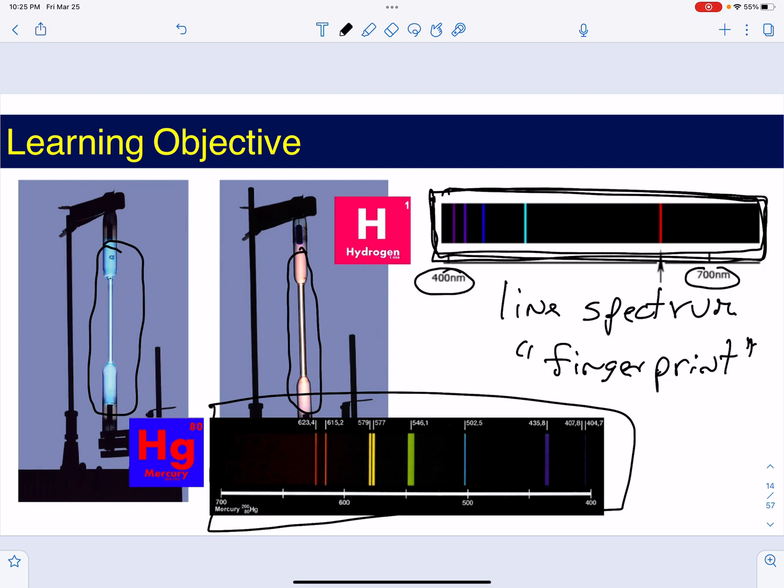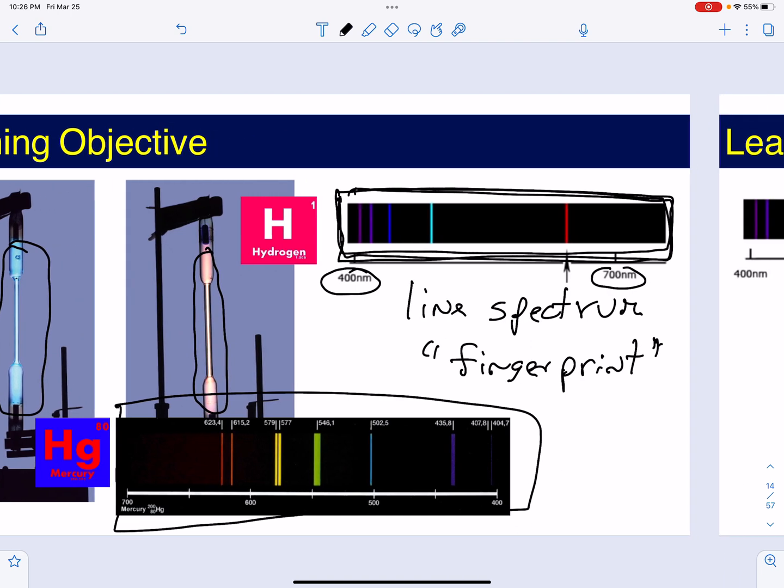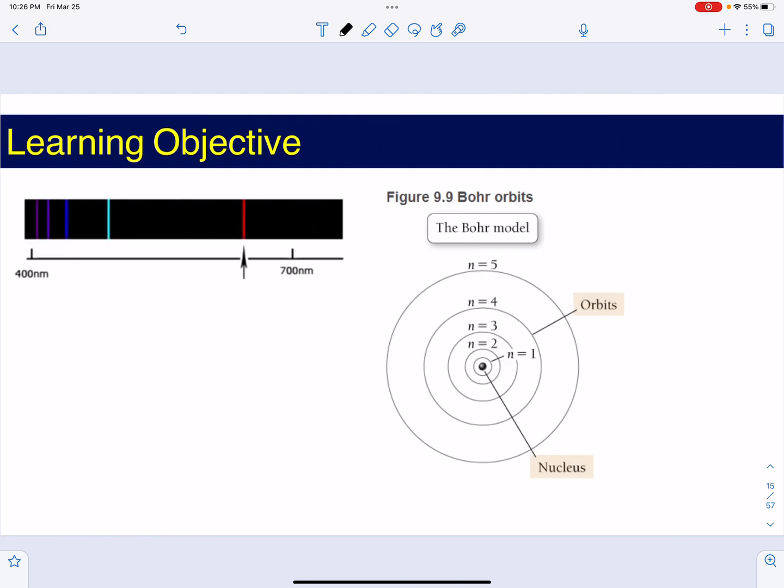So the scientists back then, at the beginning or middle of the 20th century, said, how can we correlate this to what we know, since we've seen different lights coming out of these elements? And they said the only way this can happen is because the electrons are doing something. And they came up with the Bohr model, which is similar to the solar system, with a nucleus and then the electrons going around.